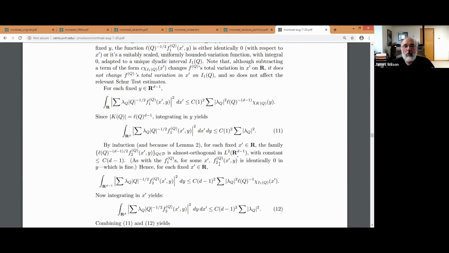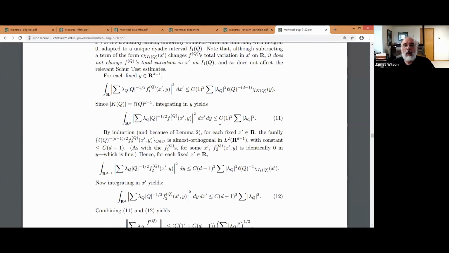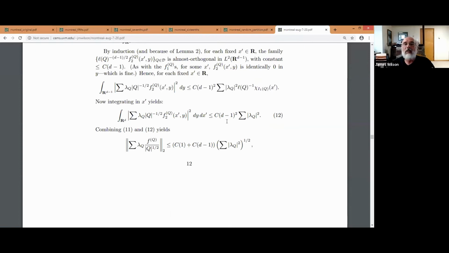Now what's going on with the other dyadic cubes. If you now fix x' and integrate dy, one of this family, this is less than or equal to c of d minus 1 squared, lambda_Q squared. Now you get l(Q) to the minus 1. You basically peeled off most of the measure of Q and put it with the lambda_Q. What's left over is here: chi_Q, then you have chi of I_1 of Q at x'. Now you integrate x'. Bingo, dy dx'. You get c of d minus 1 squared.